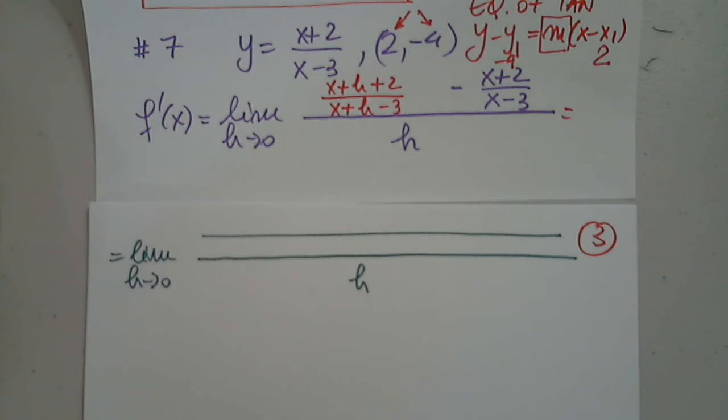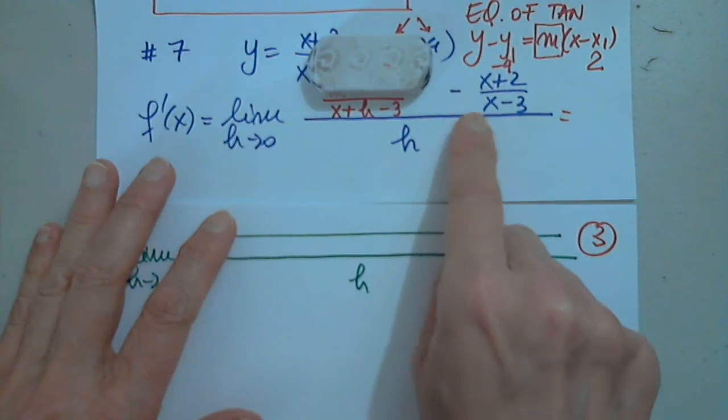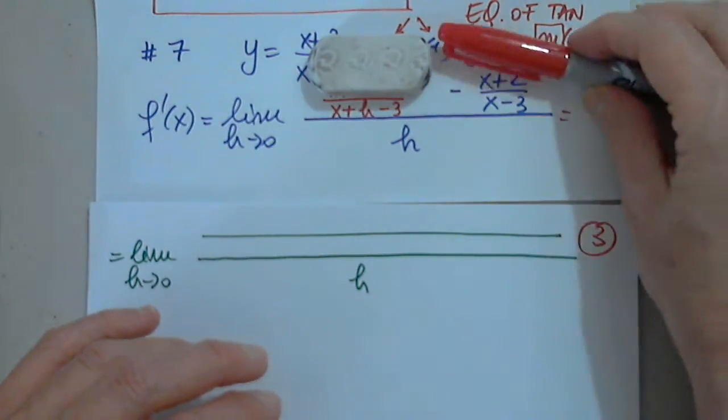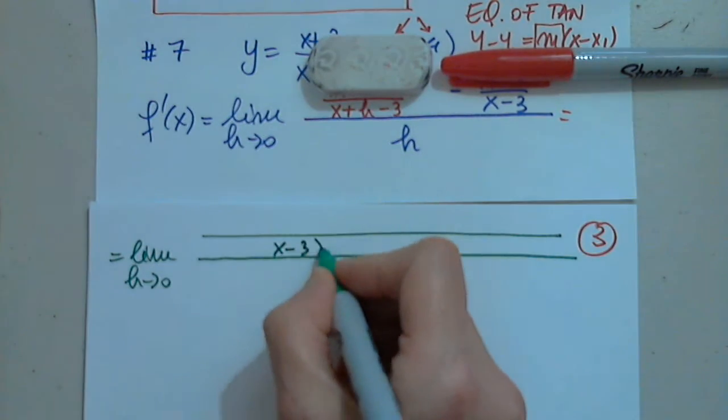So first of all, we have to subtract 2 fractions. I have to subtract this fraction with this denominator from this fraction with that denominator. I cannot subtract fractions if they don't have the same denominator. So I have to find the least common denominator. x plus h minus 3 times x minus 3. Very good. It's the product of the two. They have nothing in common.